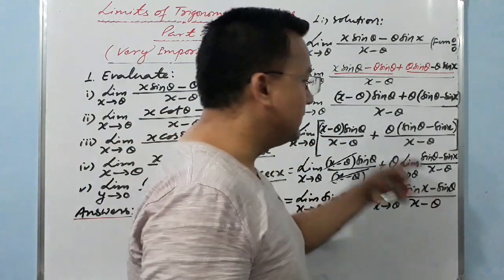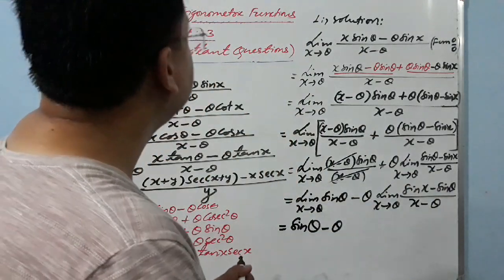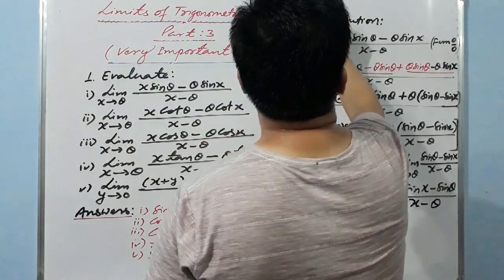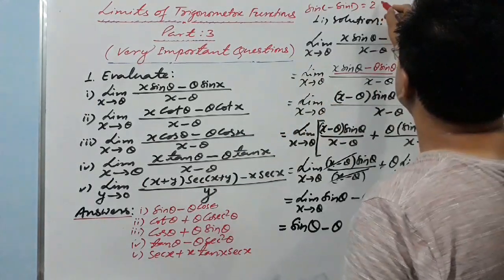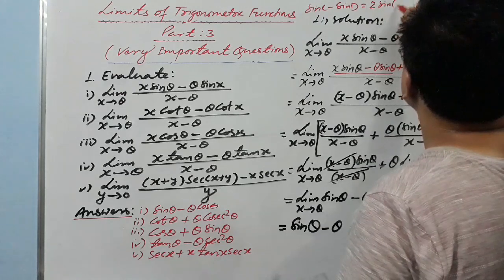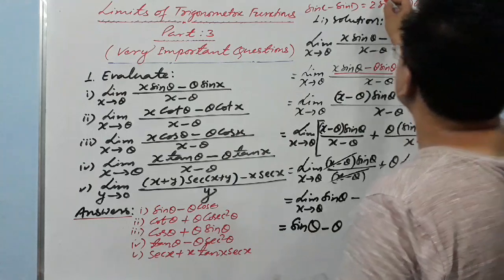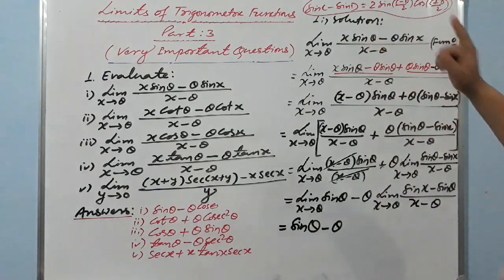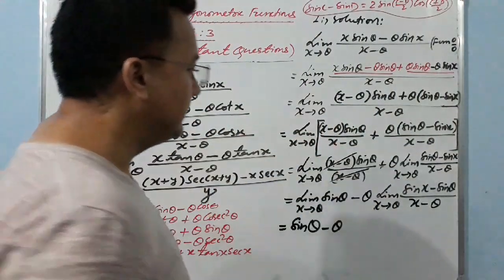Here you will use the formula for sin x minus sin theta. What can we write for sin C minus sin D? The formula is: sin C minus sin D is equal to 2 sin((C minus D)/2) cos((C plus D)/2). I'm using this formula here.